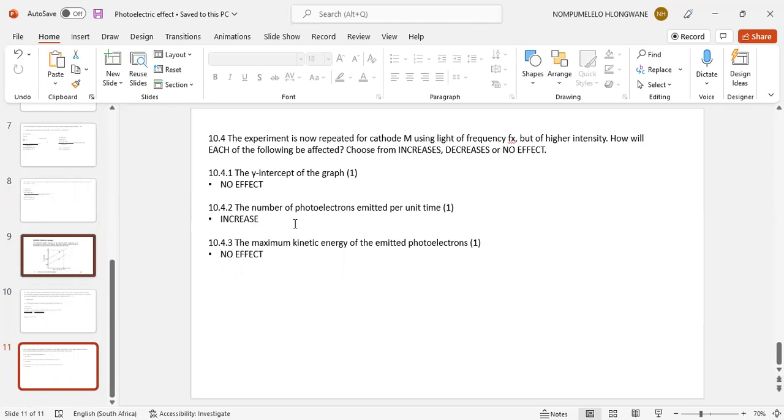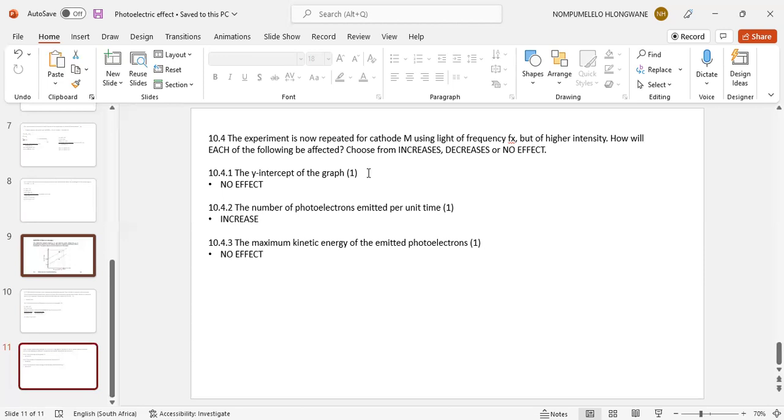Now, the first one is the y-intercept of the graph. How will the y-intercept of the graph be affected? The y-intercept of the graph is the frequency of the light. The frequency of the light does not depend on the intensity of the light. So there is no effect on the y-intercept, or the cutoff frequency, of cathode M.